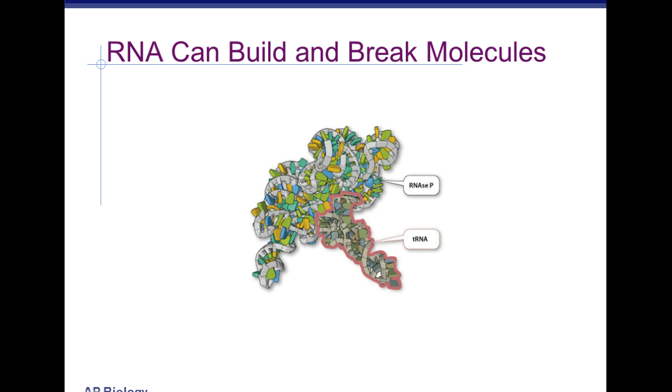Recall that in the ribosome, RNA joins amino acids together, allowing cells to build proteins. Write in your notes that some messenger RNA molecules contain self-splicing introns, which can break and rejoin the mRNA strand. Also write that a ribozyme in the RNase P complex activates tRNA molecules by clipping off their ends.